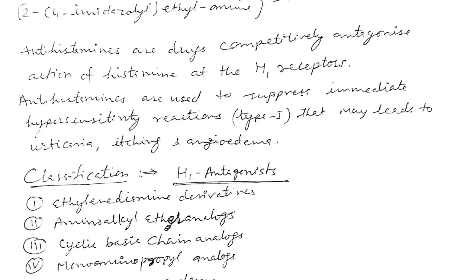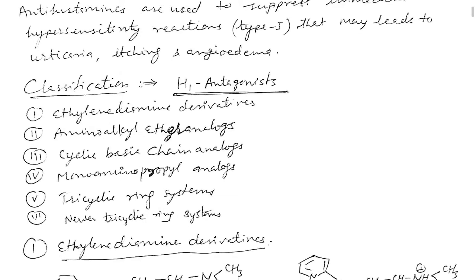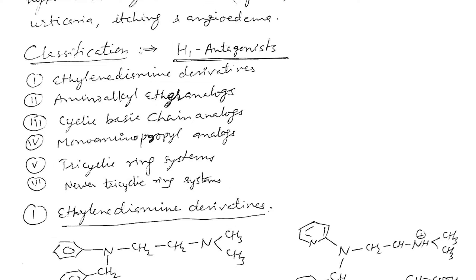H1 receptors are present on the surface of smooth muscles and mast cells, and hypersensitivity reactions may occur there, which will be treated by H1 antagonist. H2 receptors are present in the stomach and are responsible for acidity, which we will discuss later in the H2 antagonist part. So now we are discussing our today's topic, the classification of H1 antagonist.